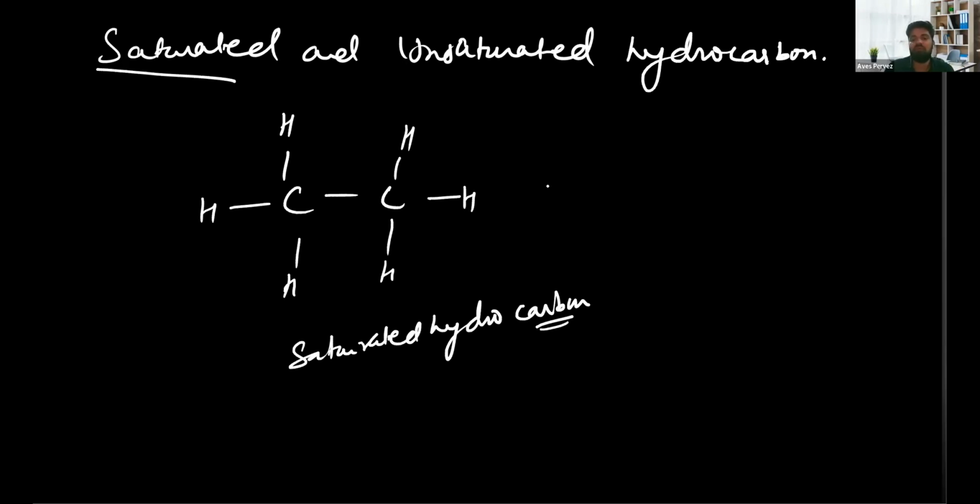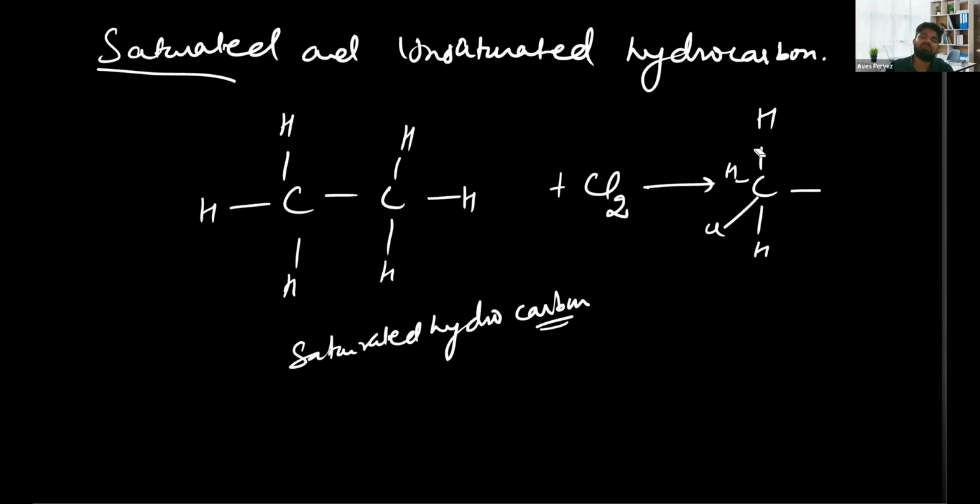For example, if you want a reaction of this with chlorine gas, you shouldn't think that one of the chlorine atoms will simply be added to this one. No, it will not happen like this. A carbon cannot make 5 bonds: 1, 2, 3, 4, 5. No.